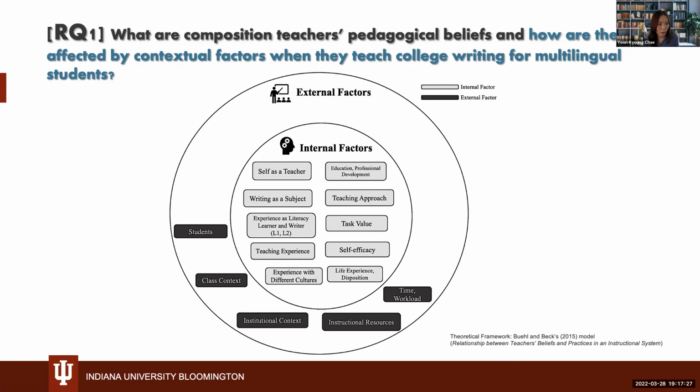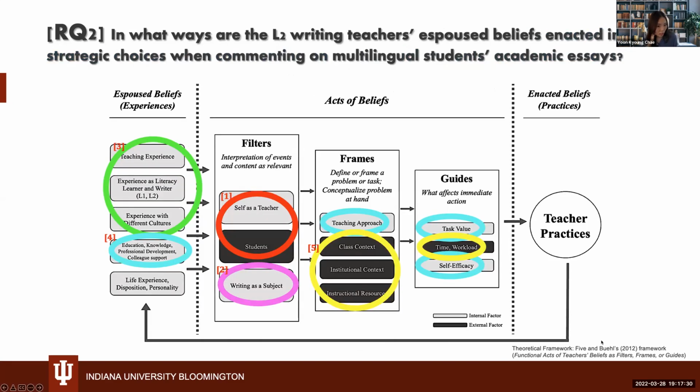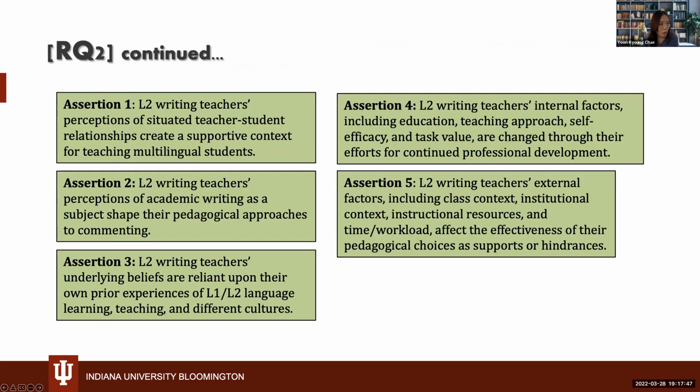Also, to answer the second research question, this representation shows a transfer process from teachers' belief to their actual practices, as their decision-making process based on Five and Bill's framework. And lastly, these are my 5 assertions as a synthesized finding in the context of L2 writing instruction. But as I mentioned, I think these are also applicable in any instruction context.